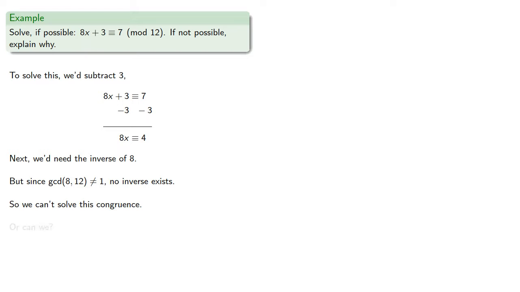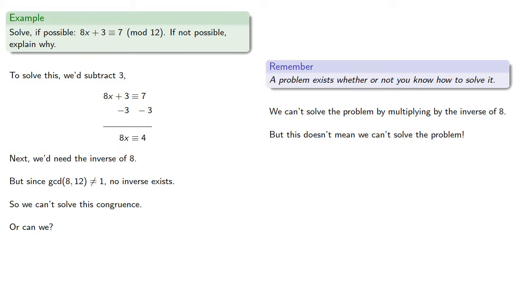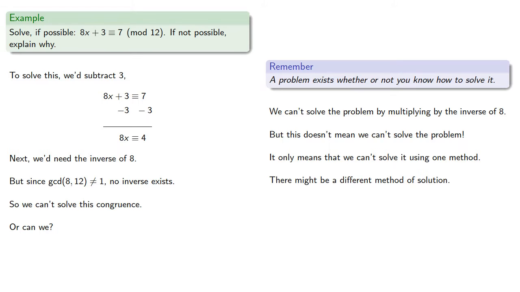Or can we? Remember, a problem exists whether or not you know how to solve it. And in this particular case, the thing to note is that we can't solve the problem by multiplying by the inverse of 8, but this doesn't mean we can't solve the problem. It only means we can't solve it using one method. There might be a different method of solution, or the problem might actually be unsolvable.